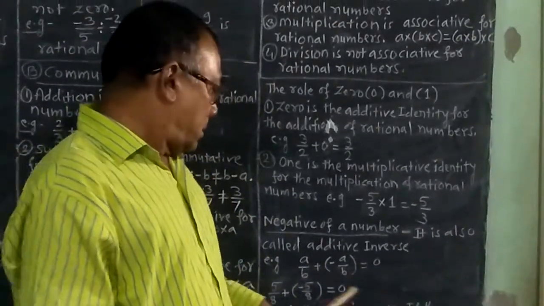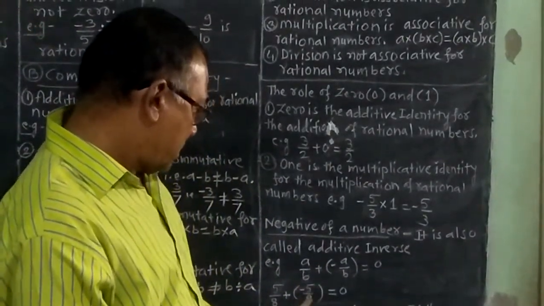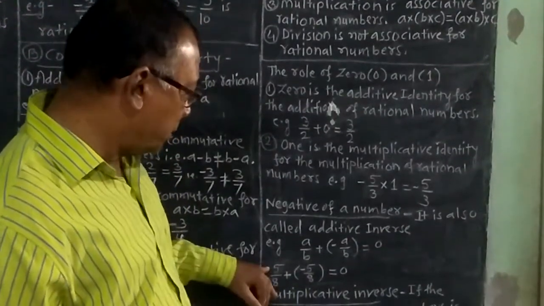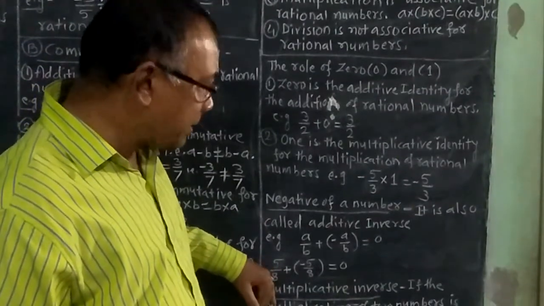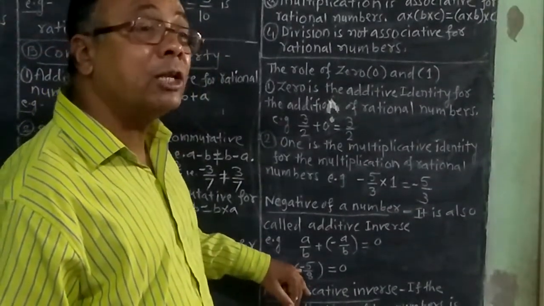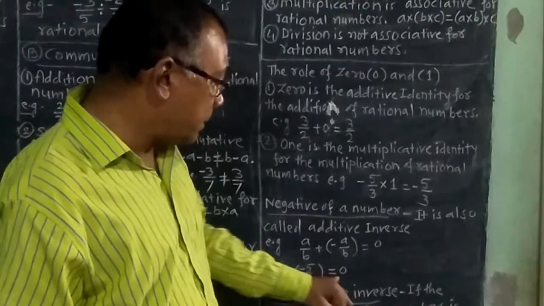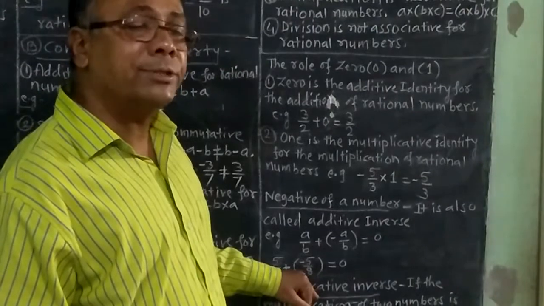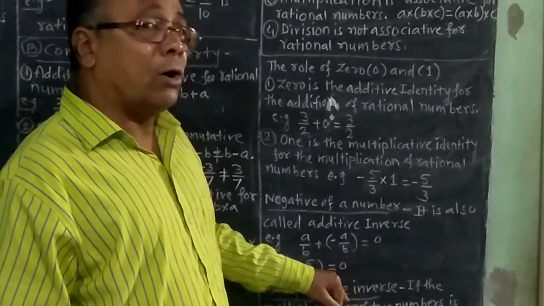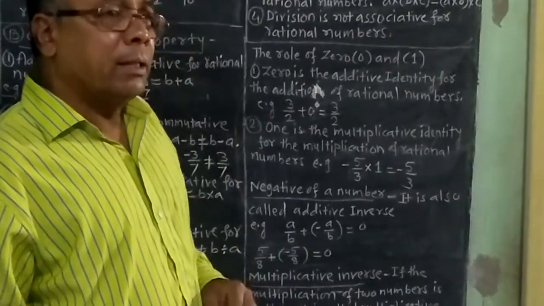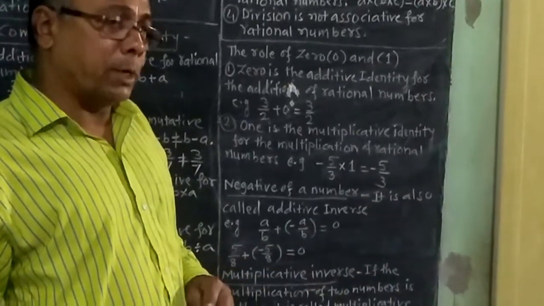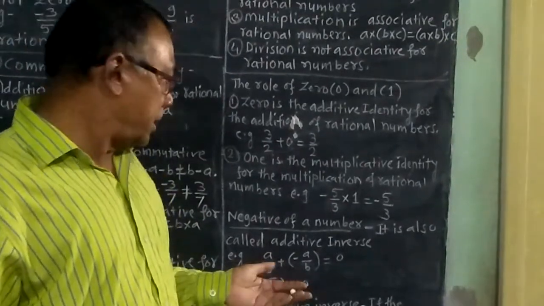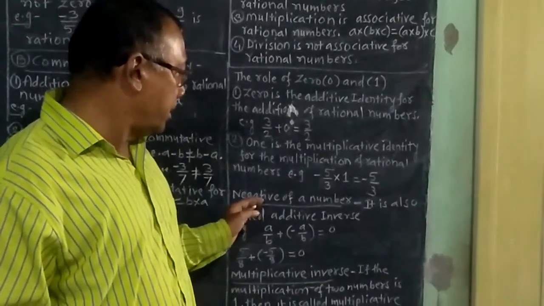Here, minus 5 upon 8 is the additive inverse of 5 upon 8. Means you have to change only the sign. Means if 5 upon 8 is there, then its additive inverse is minus 5 upon 8, and the sum of these two numbers is 0, and therefore 5 upon 8 and minus 5 upon 8 are called additive inverse of each other. Similarly, minus 5 and plus 5, the sum is 0, and therefore minus 5 and plus 5 are the additive inverse or negative of each other.